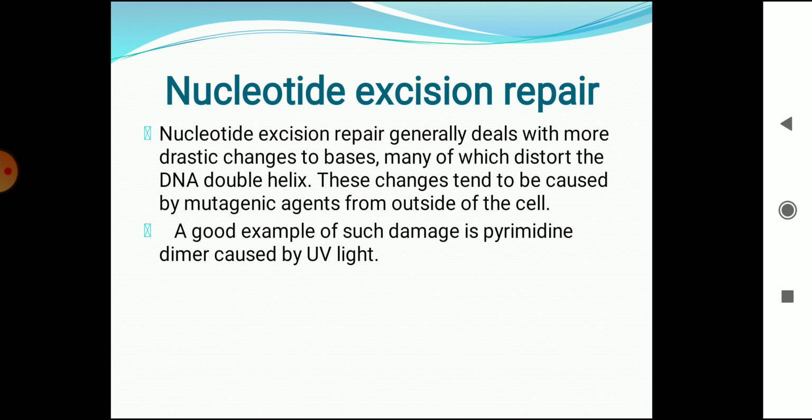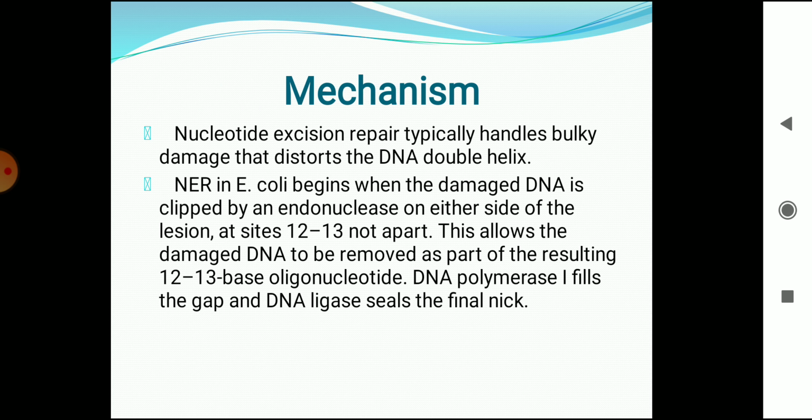Nucleotide excision repair. Nucleotide excision repair generally deals with more drastic changes to bases, many of which distort the DNA double helix. These changes tend to be caused by mutagenic agents from outside of the cell. A good example of such damage is pyrimidine dimer caused by UV light. Mechanism. Nucleotide excision repair typically handles bulky damage that distorts the DNA double helix.